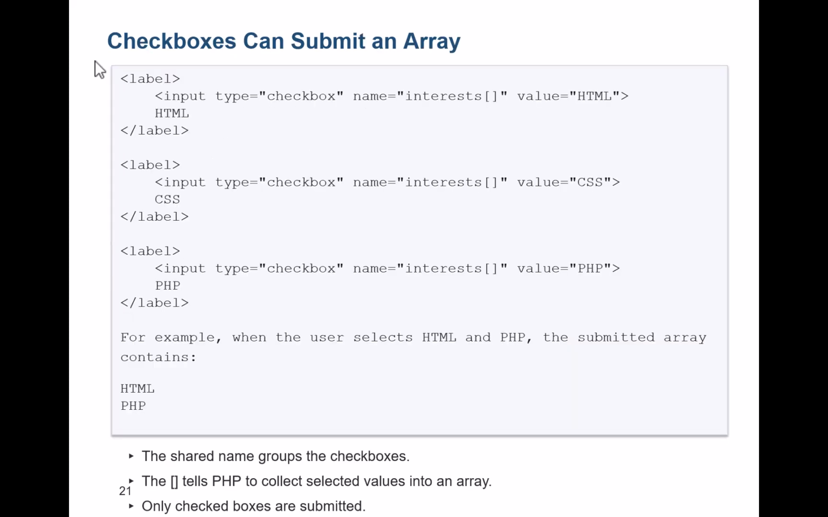Checkboxes can submit an array. A group of related checkboxes can allow the user to select more than one value. Each checkbox uses the same name attribute, and square brackets are added after the name. The square brackets after interest tell PHP to collect the selected values into an array. Only checked checkboxes are submitted. For example, when the user selects HTML and PHP, the submitted array contains HTML, PHP. The label provides visible descriptions for the checkboxes and makes the controls easier to select.